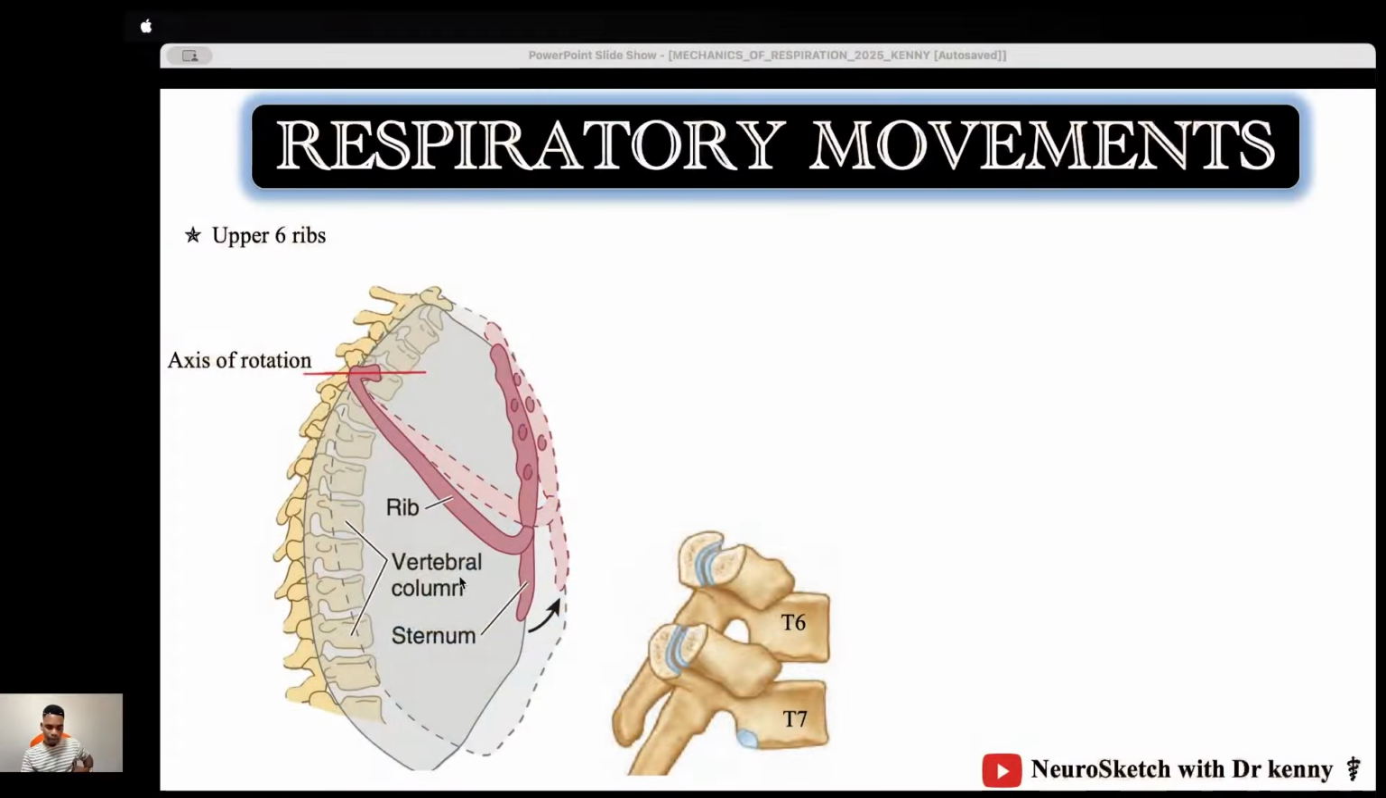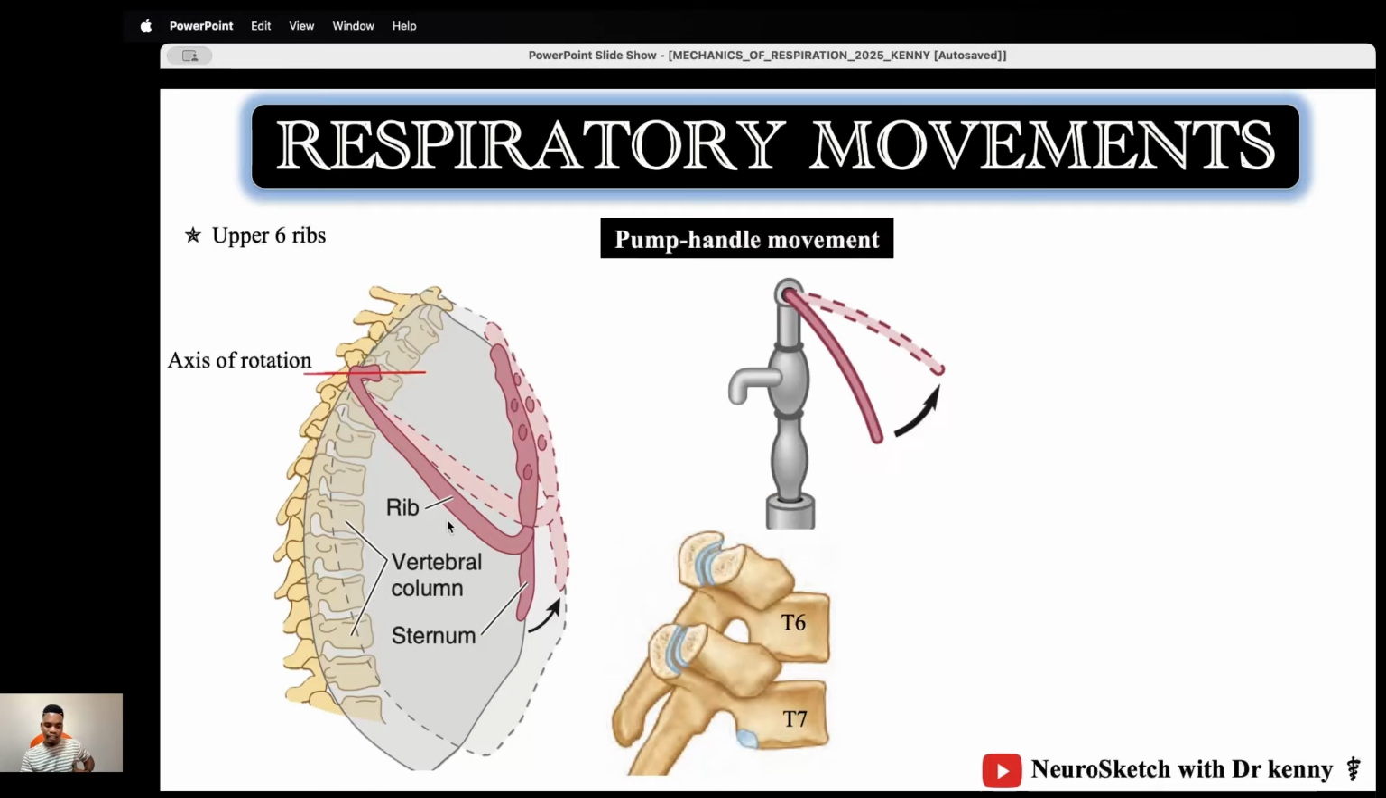Because it moves in that fashion, this movement resembles a pump handle movement, just in a similar fashion to how a pump handle moves. Because the axis of rotation of the pump handle is here, but the rotation is happening here, the movement is grossly seen on the handle as it goes.